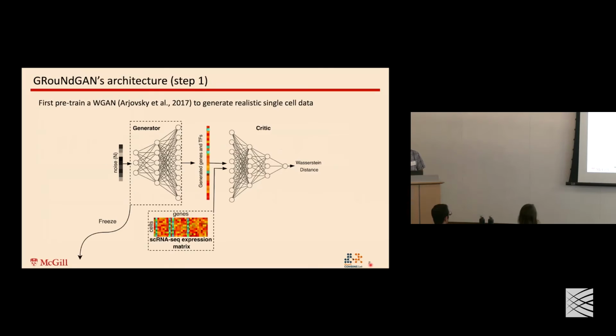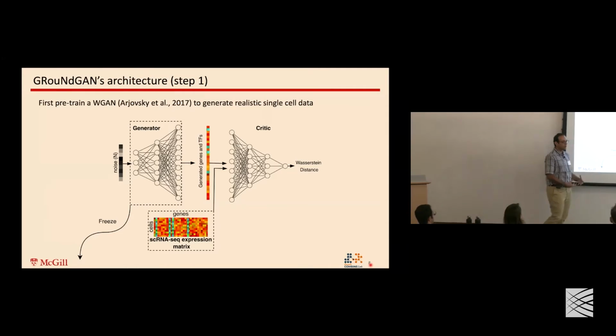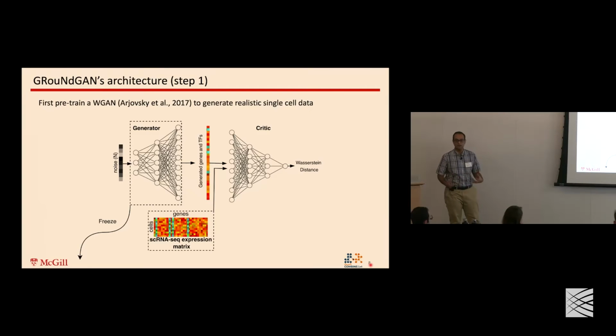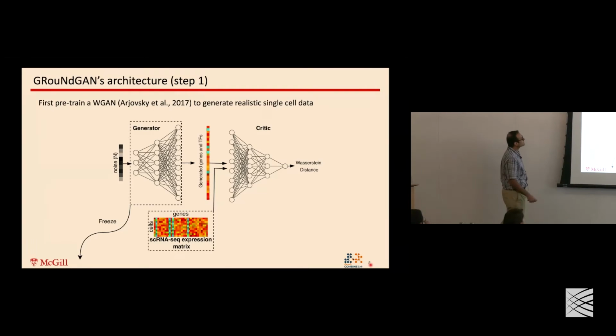So let's look at the architecture. The architecture resembles and is basically based on the CausalGAN architecture. We have seen this before, but let's just remind ourselves how the model, and particularly GRouNdGAN, works. The GRouNdGAN training follows a two-step procedure. In the first step, which I'm showing here, we simply train a Wasserstein GAN using a reference single-cell RNA-seq dataset.